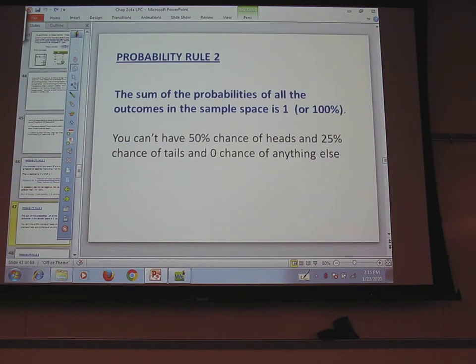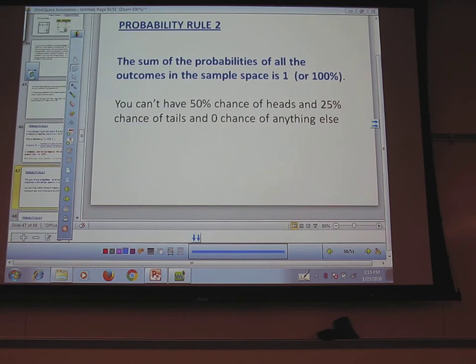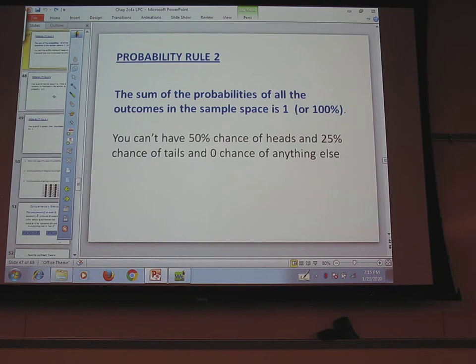Rule number 2, the sum of all probabilities and outcomes in a sample space is 1 or 100%. Can't have 50% chance of heads and 25% chance of tails without anything else in there. All the probabilities have to add up to 1 or 100%.